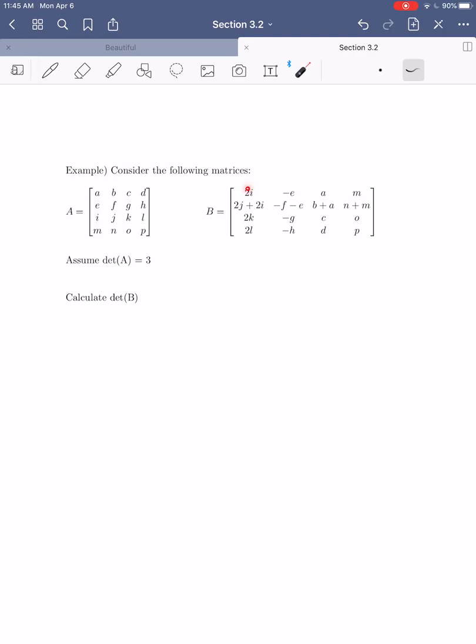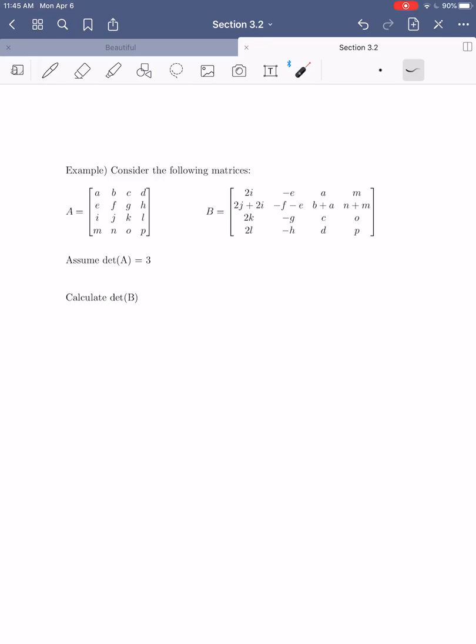We've got 2I, -E, A, M, 2J plus 2I, -F minus E, B plus A, N plus M, 2K, -G, C, O, 2L, -H, D, P. We're going to assume that the determinant of this is equal to 3, and we want to try to calculate the determinant of B.